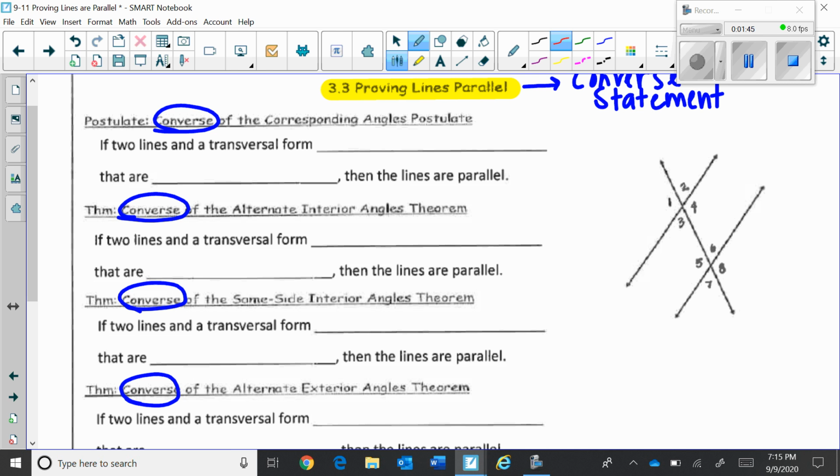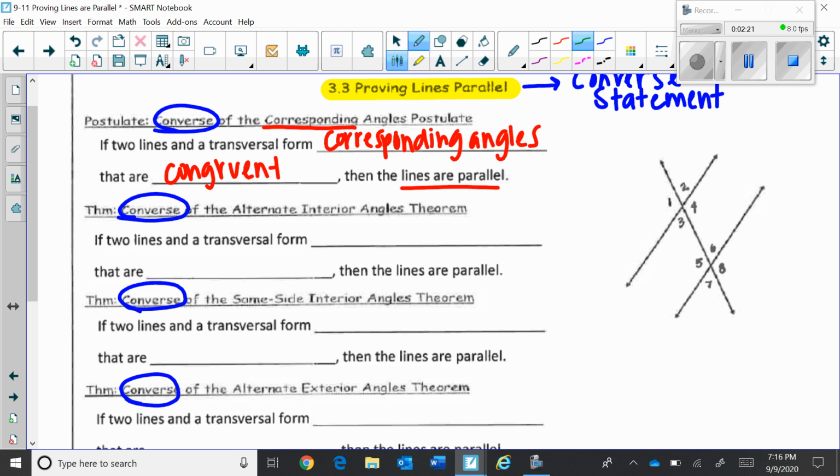If we do this first example, the converse of corresponding angles is talking about if you have your picture, your image, and you have corresponding angles, and you see that your corresponding angles are congruent, like we learned yesterday. If that's the case, then the lines are parallel. So it's working in reverse. If you know this about the angles, then you know it about the parallel lines.